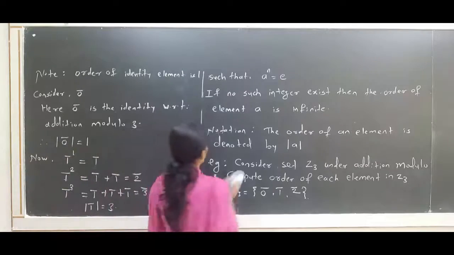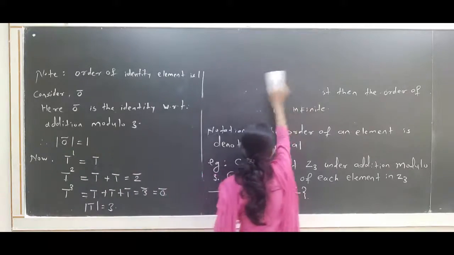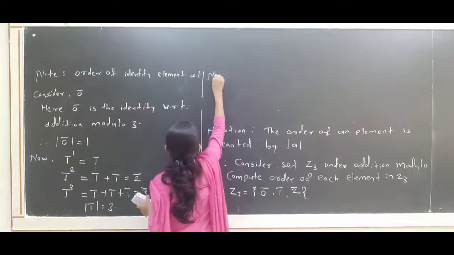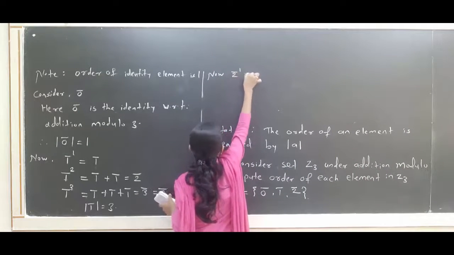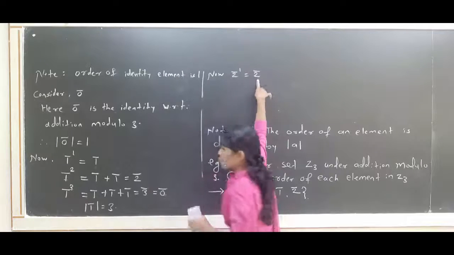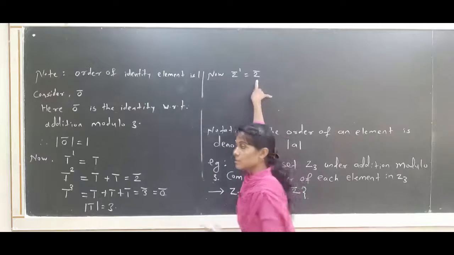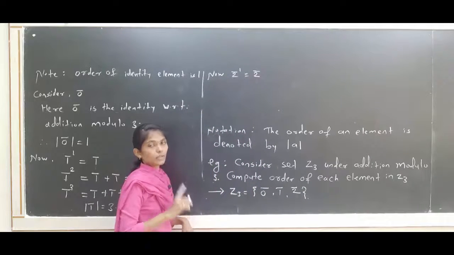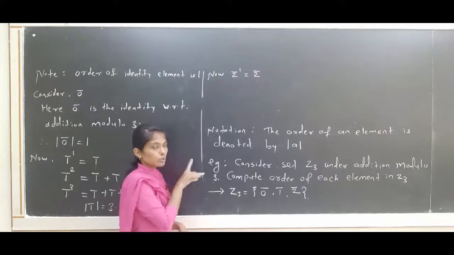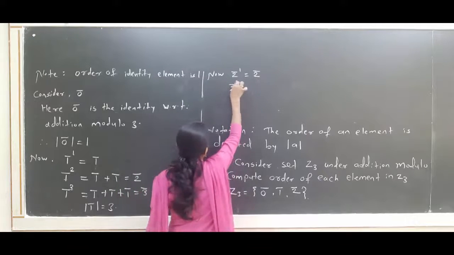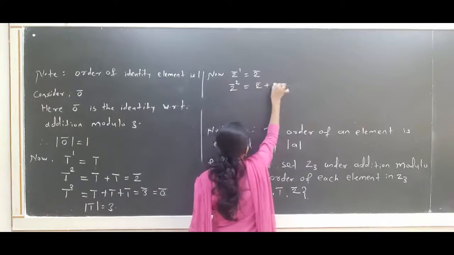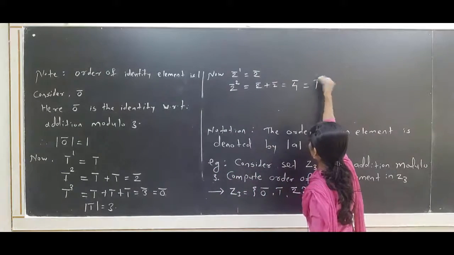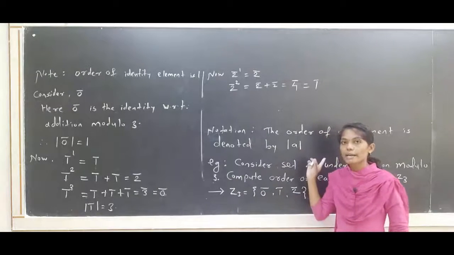Get it? Now compute the order of 2 bar. First, 2 bar raised to 1 is 2 bar, which is not the identity. Hence the order of element 2 bar is not 1. Now next, 2 bar raised to 2. So 2 bar plus 2 bar gives 4 bar, and under modulo 3 we get 1 bar, which again is not the identity.